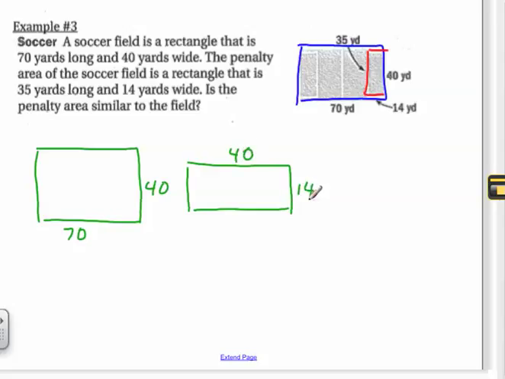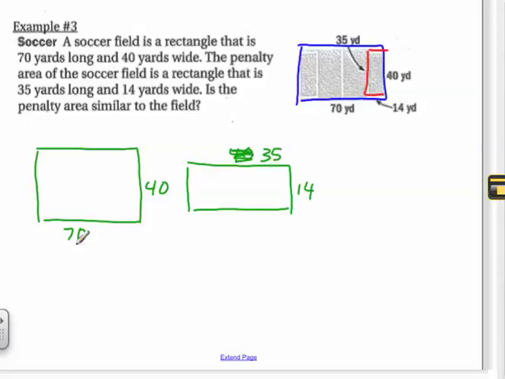Does that make sense? Now what we need to do is set up the ratios with corresponding sides and see if they're equal. They have to be equal for them to be similar. What goes with 70 out of the... Do I have this right? 35. This is 35, isn't it? Thank you. What goes with the 70 in the other rectangle?